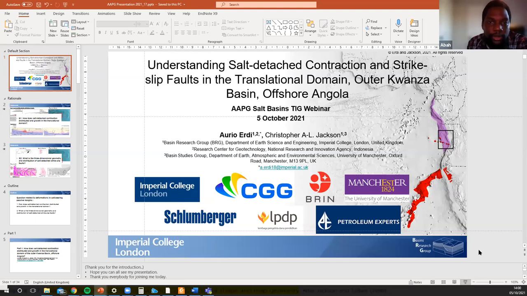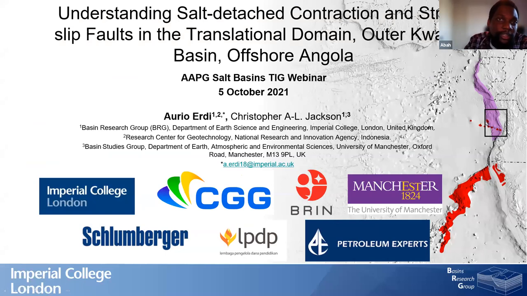We are pleased to have with us Aurio Erdi to give us a talk that is from the Outer Kwanza Basin, offshore Angola. That's the study area. And the talk is about understanding salt-detached contraction and strike-slip faults in the translational domain within this basin. Aurio is a PhD student in the Basin Research Group at Imperial College in London. His dissertation focuses on the styles and kinematics of early stage tectonics above salt and shale bearing passive margins with the offshore Angola and the offshore Tarakan Basin in Indonesia as study areas. Aurio is also a researcher in the Indonesian Institute of Science at LIPI Indonesia.